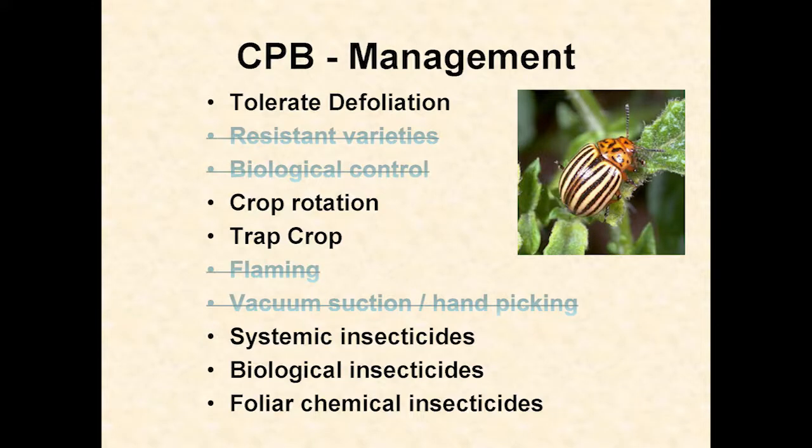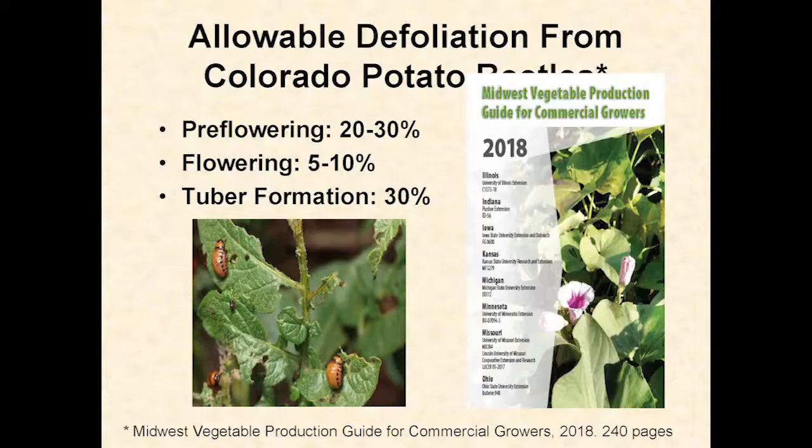Okay? So what can we do with Colorado potato beetles? We don't really have resistant varieties. The biological controls kill a few of them, but not many. What we have left are some things like tolerating the defoliation. What does that mean? Well, that means before the plants flower, you can lose 1/3 of the leaf matter and it won't hurt the yield.